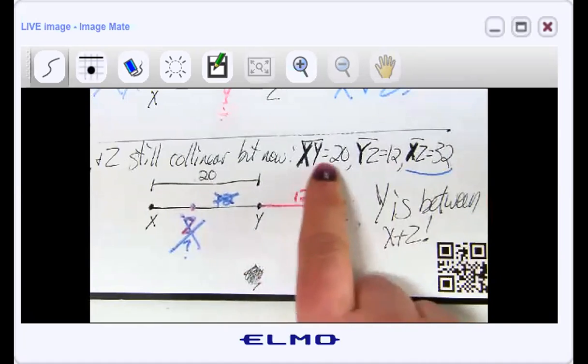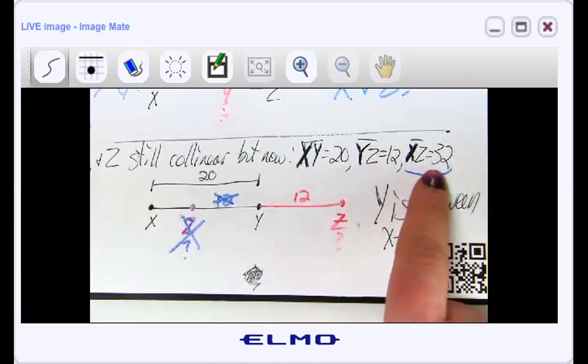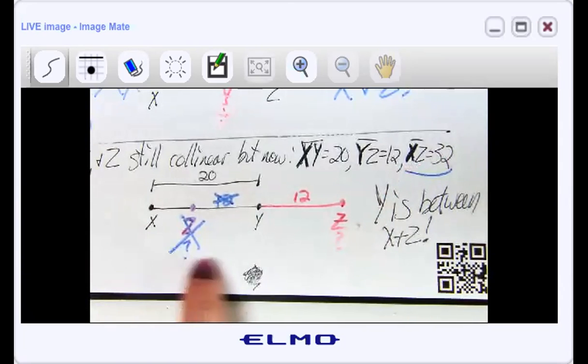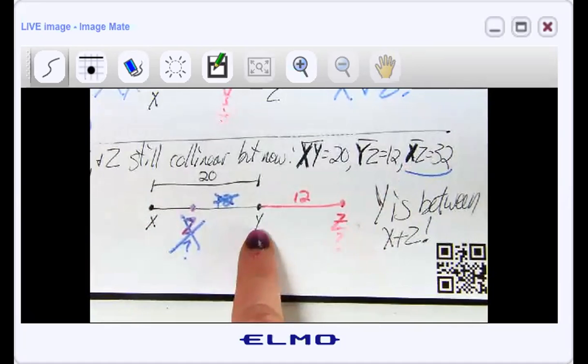So this time, look at my 3. I had 20, 12, and 32. 32 is definitely the biggest. So X and Z, again, have to be on my ends. That means Y's got to be in the middle. Okay, let's see if it holds for the third one.